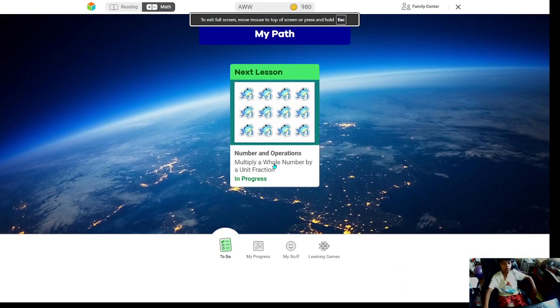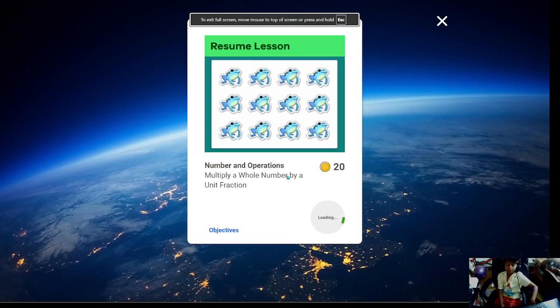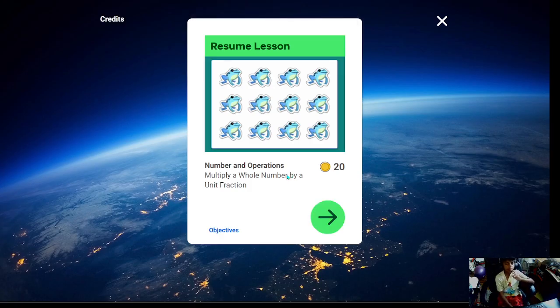Hey guys, today I'm doing reading and math. Multiply a whole number by a unit fraction.